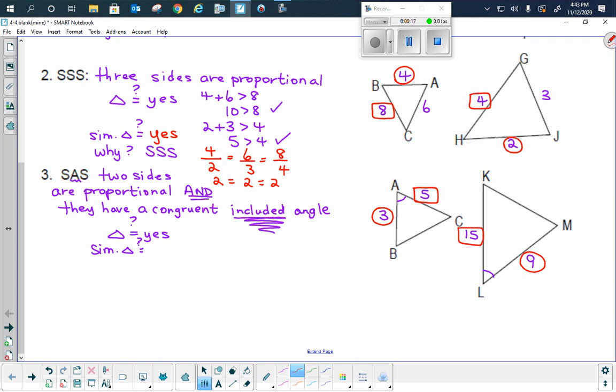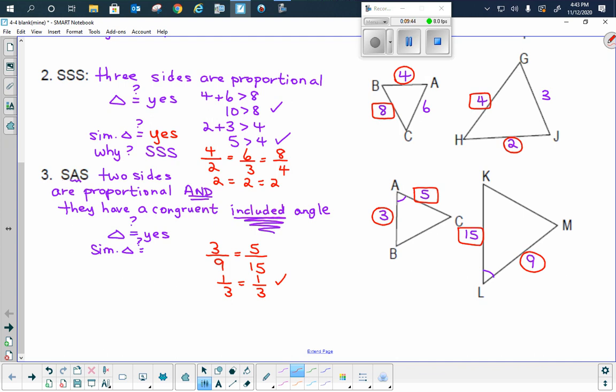That means that work would be smallest over the smallest, so 3 over 9. Be consistent. If you start with the first triangle, you have to start with the first triangle the next time. So smallest over smallest equals the largest in the first triangle over the largest in the second triangle. Go ahead and do that work. 3/9 reduces to 1/3. 5/15 reduces to 1/3. Okay, so we've got that they are proportional.